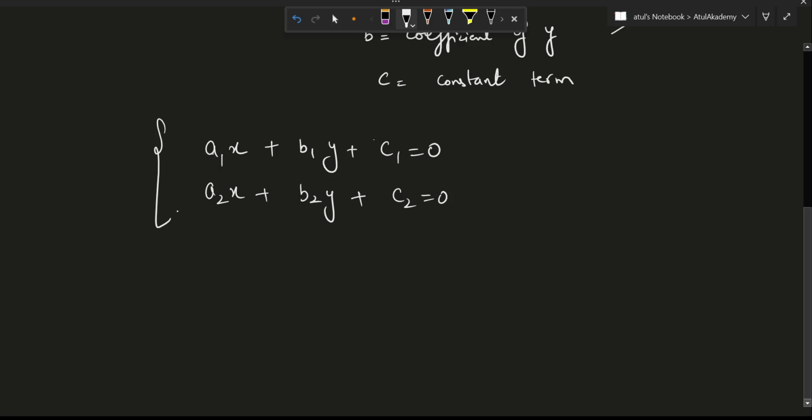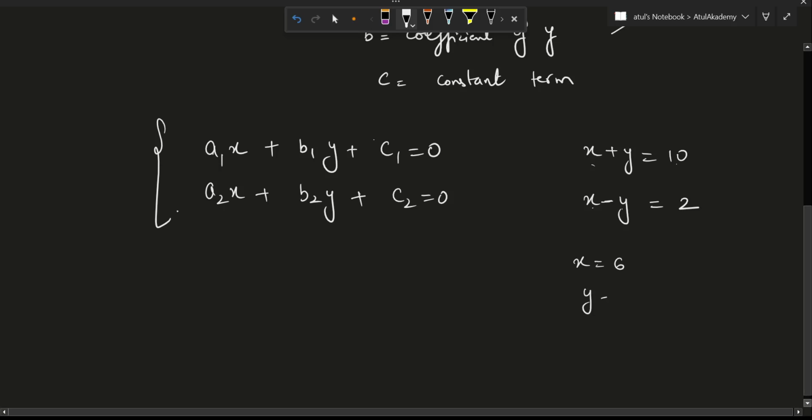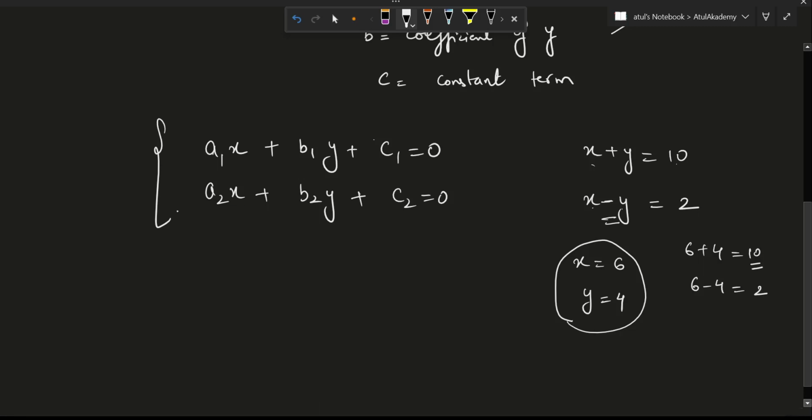The equations that I'm taking as an example are x plus y equals 10 and x minus y equals 2. Now, if I substitute x as 6 and y as 4, what will I get in the first equation? 6 plus 4 comes out to be 10, and in the second equation 6 minus 4 comes out to 2. So both equations are satisfied by these two values of x and y.